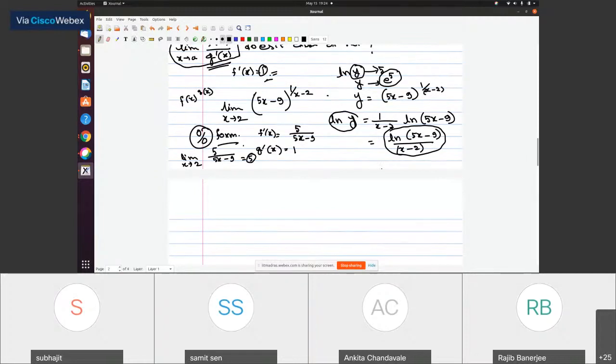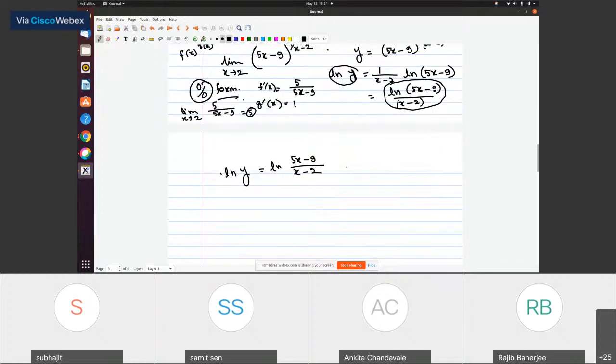Because see, what I have calculated here. So till this point, you have understood log of y is log of (5x minus 9) by x minus 2. You understood that? Okay, so let me do it from the beginning. I have to calculate the limit as x tends to 2 of (5x minus 9) power 1 by x minus 2.